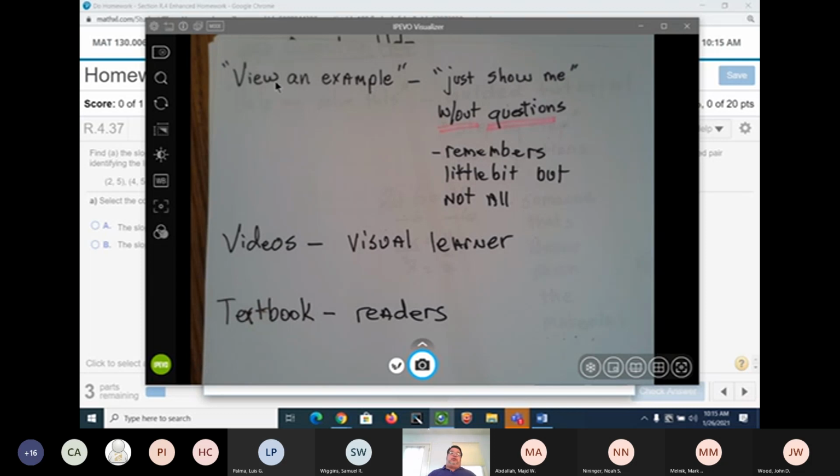Who uses view an example? The people that use view an example are people that remember the question, but not all of it. They remember doing it in Math 101 or 102, or they remember doing it in Algebra 1 or Algebra 2 or Pre-Cal, but they don't remember how to do all of it. That's who does view an example.